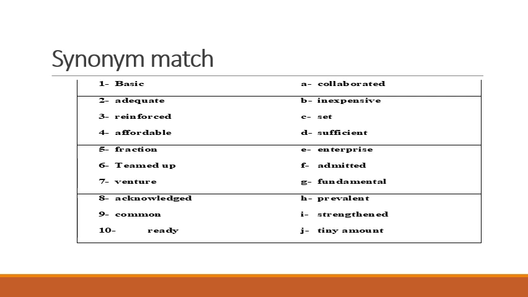Venture. So what's venture? Venture is letter E, enterprise or project. Then we have number 8, acknowledged. What does it mean, the word acknowledged? It's letter F, admitted. And then we have number 9, which is common. So what's common here? That's letter H, prevalent, common or prevalent. And the last one is ready. What's ready? That's of course letter C, which means set.